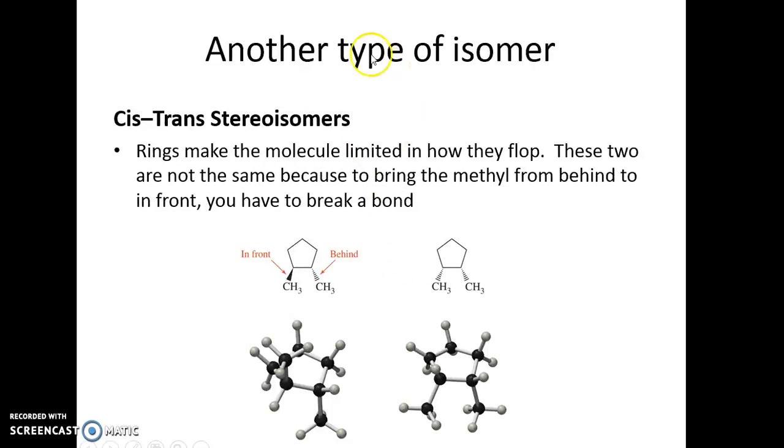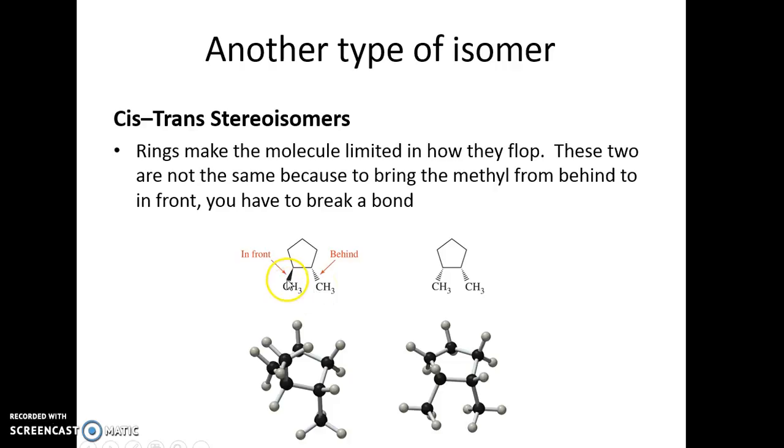Another type of isomer that we have are something called cis-trans stereoisomers. Whenever you have two molecules that have the same connectivity, but they can't fit inside each other, we call them stereoisomers. Cis-trans isomers have to do with sides of the molecule. Let's look down here at this compound. This is 1,2-dimethylpentane.